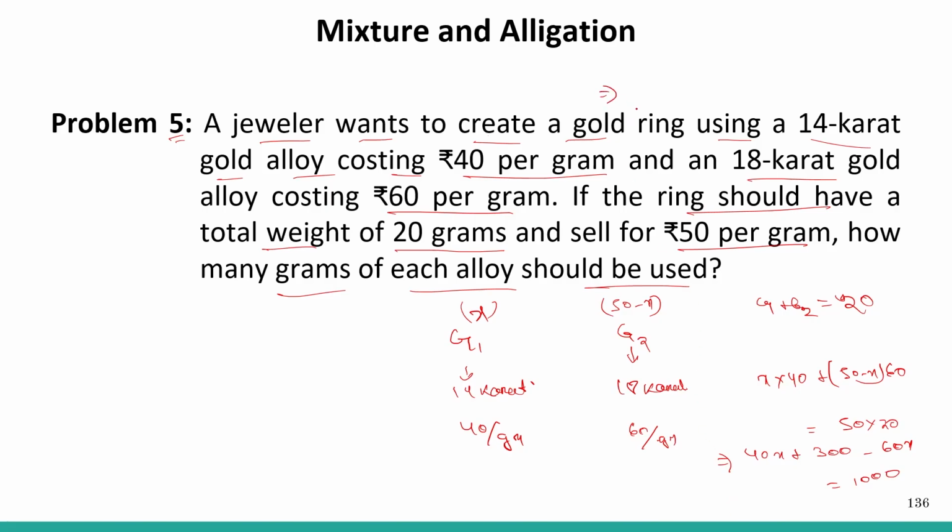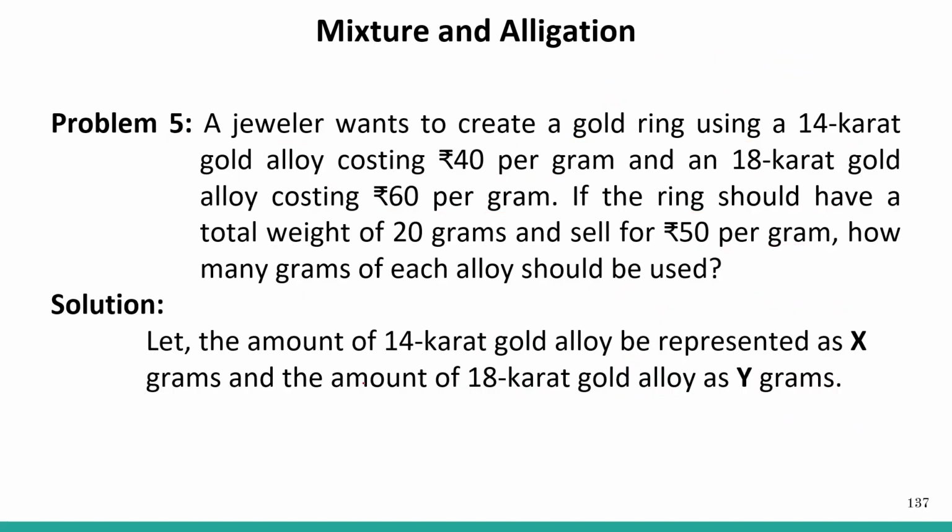So this implies that it will be minus 20x plus 300 is equal to 1000. So minus 20x is equal to 700. This implies that x is equal to 700 by 20, right? Cancelling a 0 out, we are left with 35. So x must be 35.